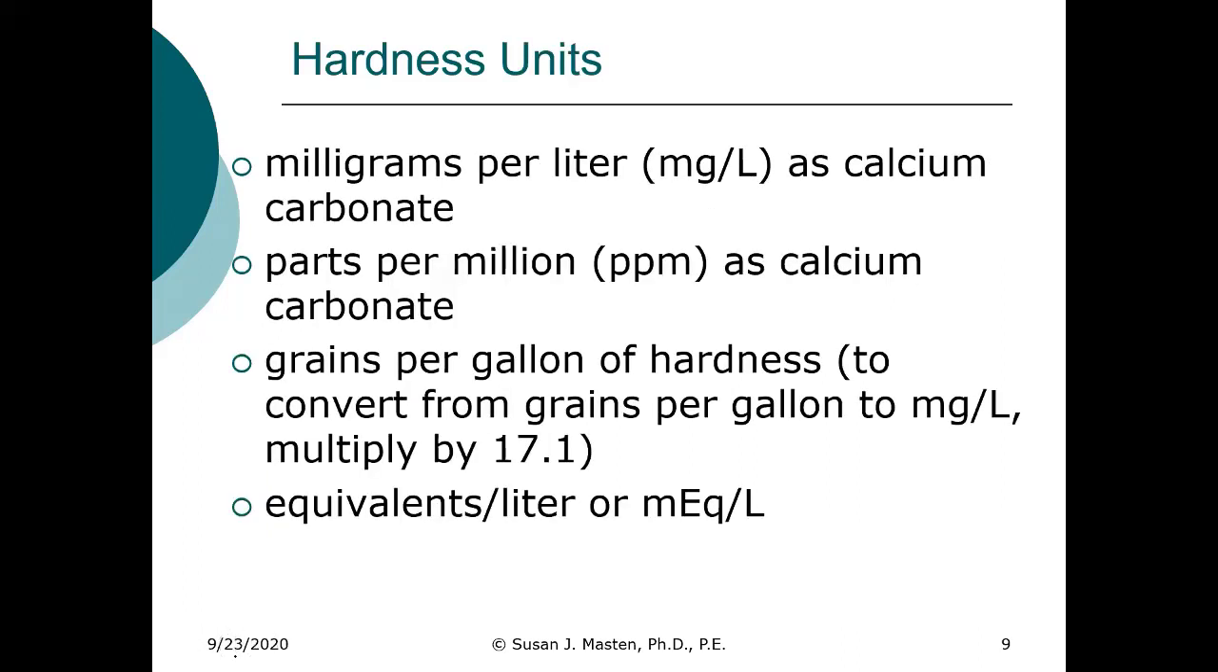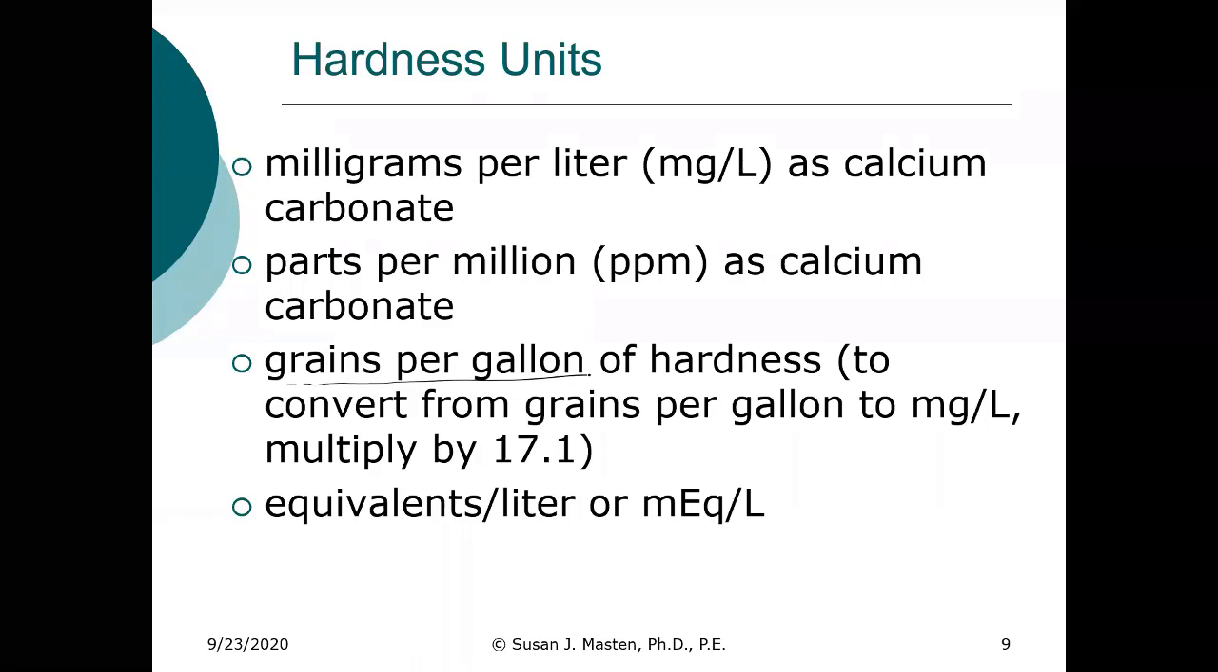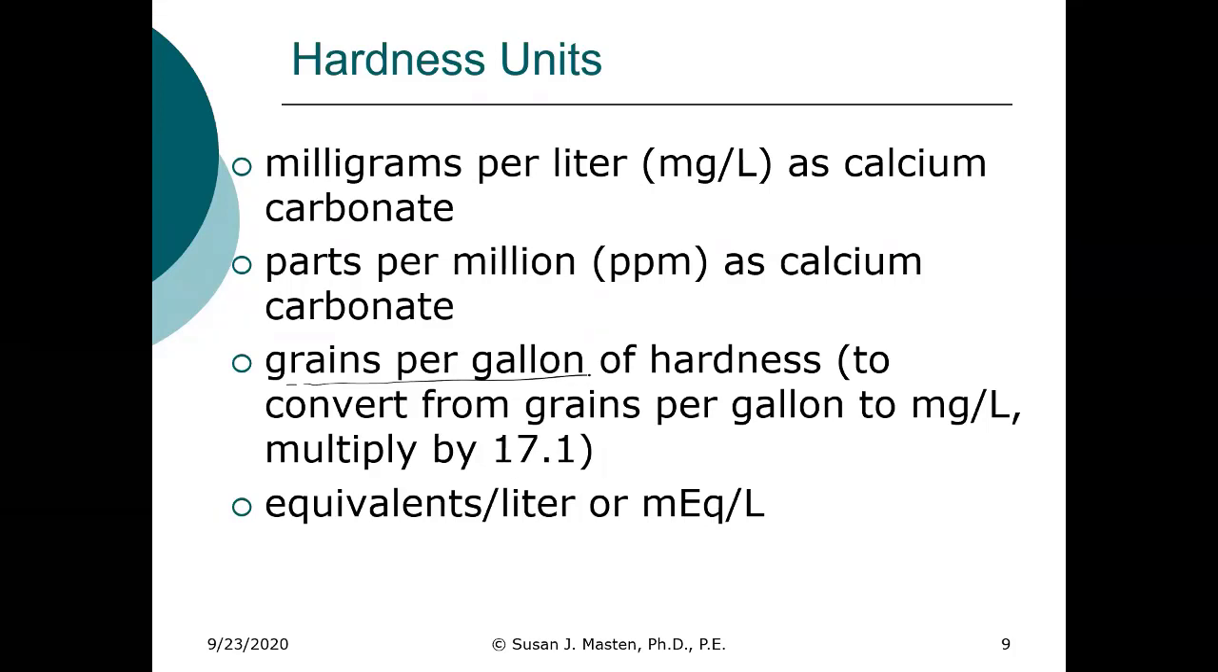Hardness is reported in units of either milligrams per liter as calcium carbonate or parts per million as calcium carbonate. You will sometimes see it reported as grains per gallon. To convert from grains per gallon to milligrams per liter, simply multiply by 17.1. It can also be reported in equivalents per liter or milliequivalents per liter. Typically, in the water industry, you will see it reported as milligrams per liter as calcium carbonate.